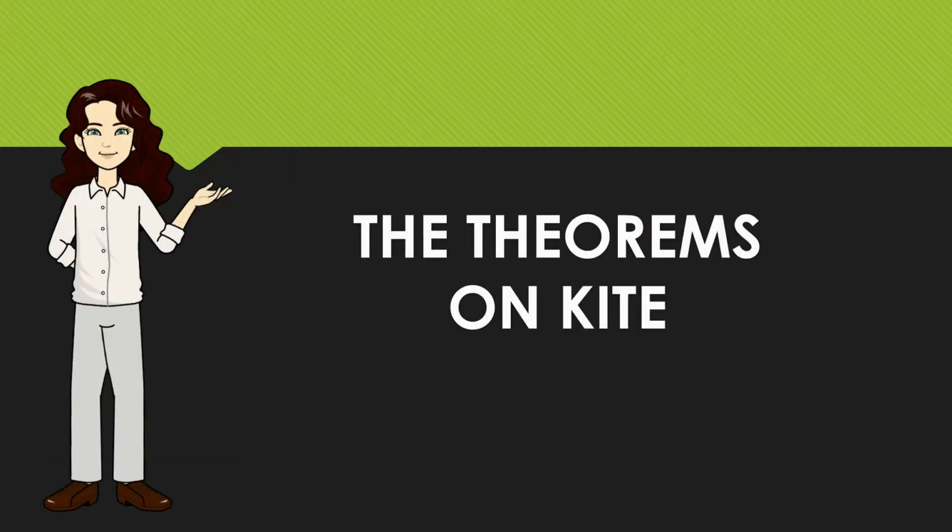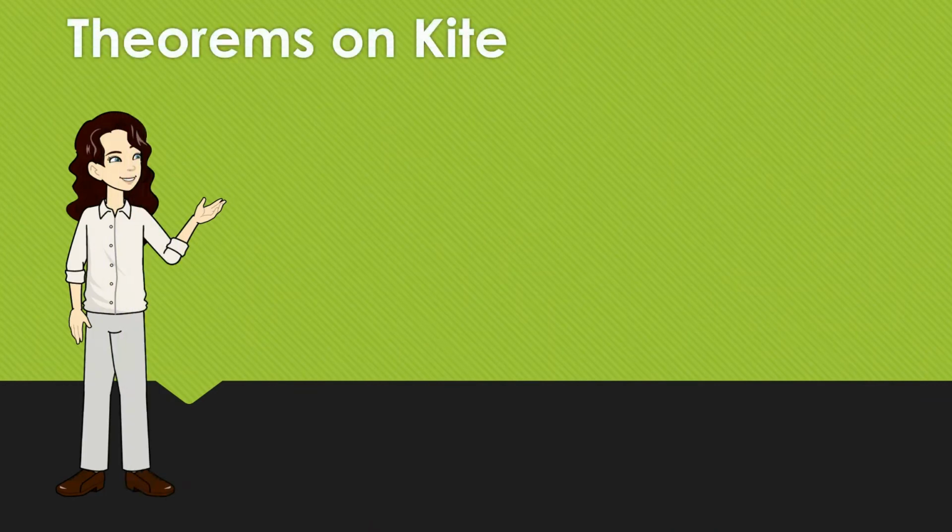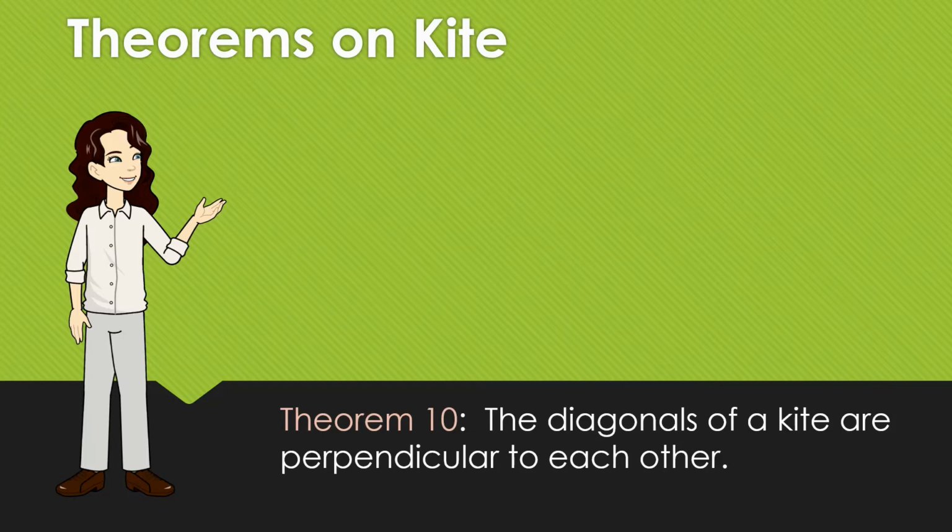So our topic for today is the theorems on kite. Okay guys, so we are now in theorems on kite, and that is theorem number 10 and 11. If you want to recall theorems 1 to 9, just watch the video lesson about theorems on rectangle, rhombus, and square, midline theorem, and theorems on trapezoid.